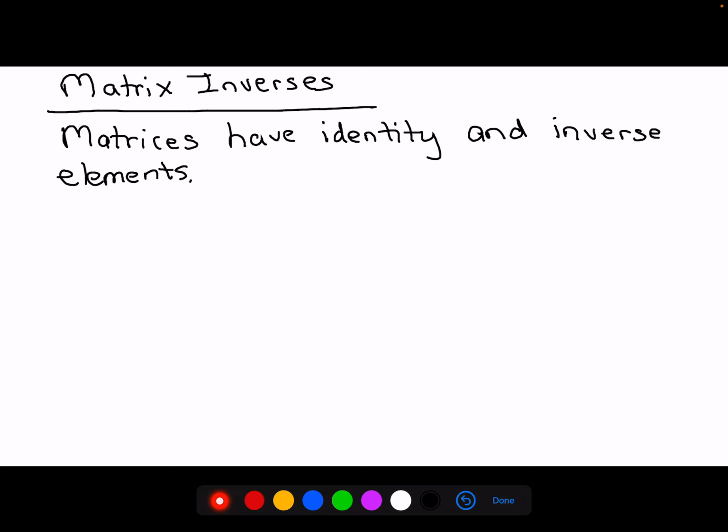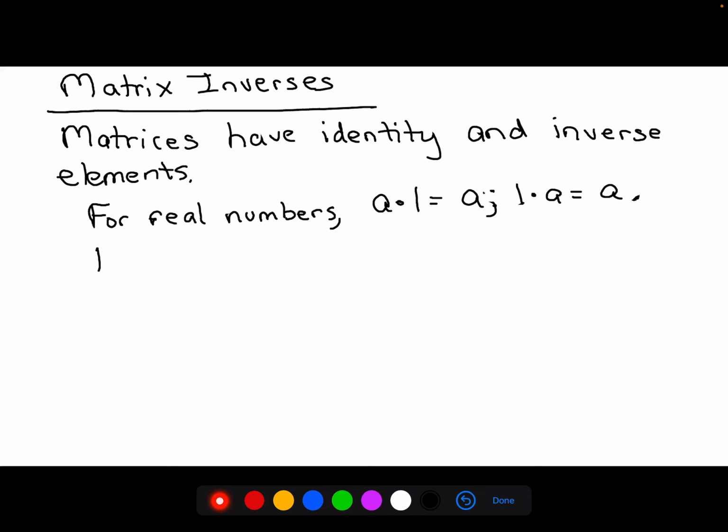Okay. We know that for real numbers, we can take some real number a and times it by 1 and get a back. Or you could switch it because it's commutative, yay. For real numbers, you can do that for any real number a. So you can take a, multiply by 1 and get back the same result. With matrices, it's the same idea.